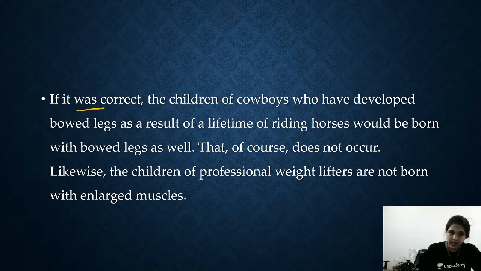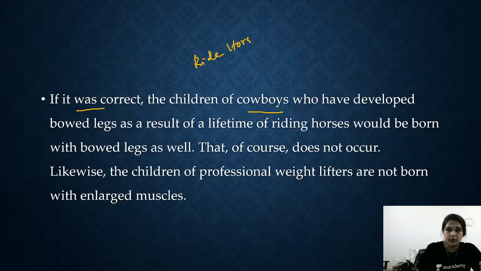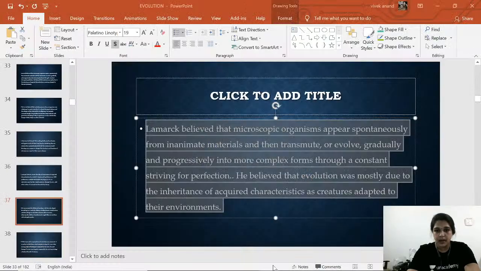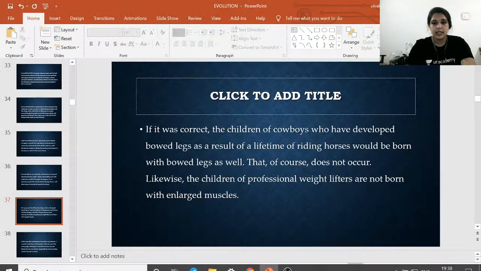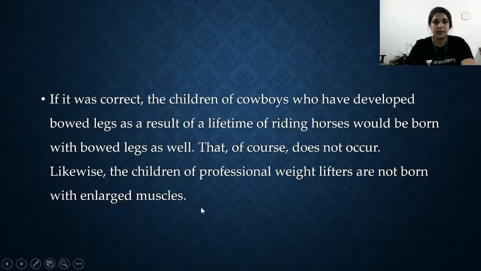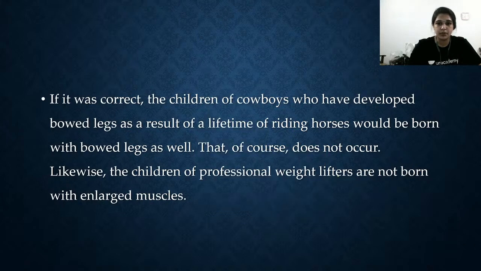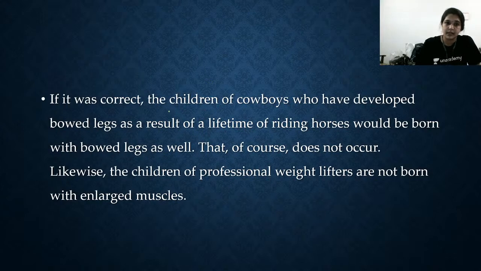If the theory was correct, what about the children of cowboys, the ones who ride horses? You could have seen cowboys in the movies. If what Lamarck is saying is true, then the cowboys' sons should have bent legs. When you are riding horses, we know very well that if the legs are bent, it is very comfortable. So that is the first criticism.